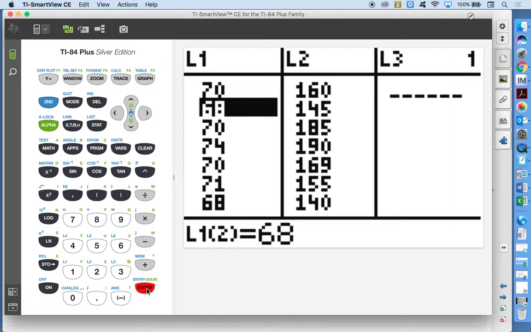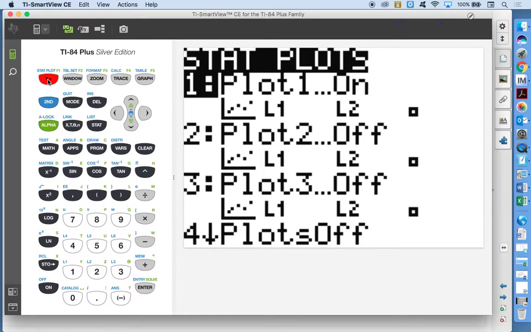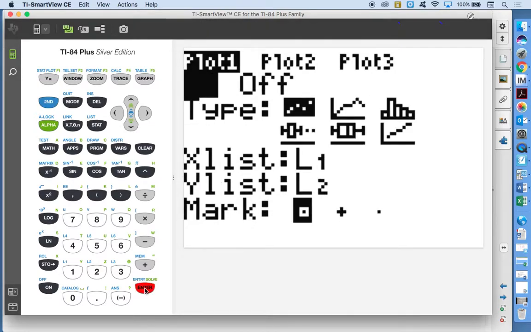Alright, so now we're right here. After you have it entered in, your calculator screen looks like mine. We're going to graph it. And to do that, we're going to hit the second button, which is blue at the top. And then you're going to hit Y equals. And the screen should look like this. So it has actually 4 different plots that we can do, but we're only going to use the first one. So if you hit enter, it turns it on, and you have to hit enter twice.